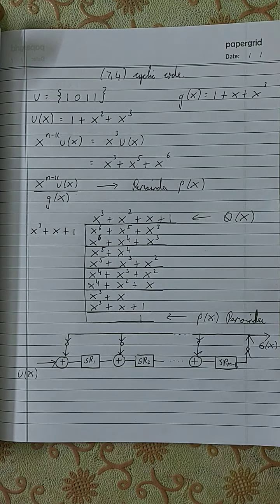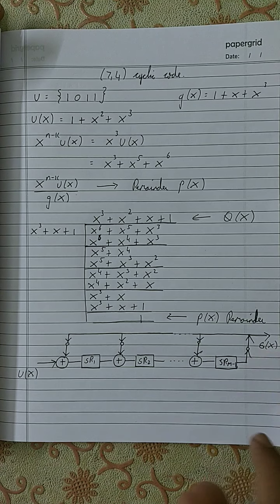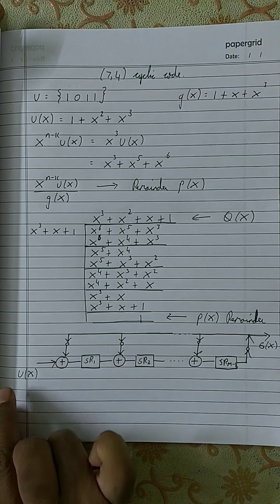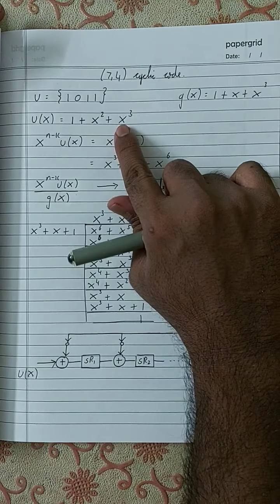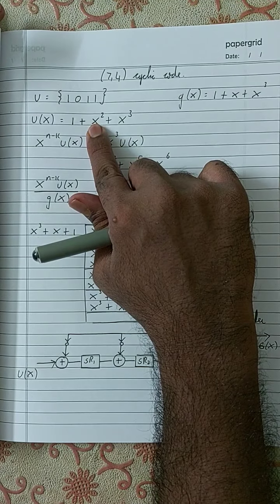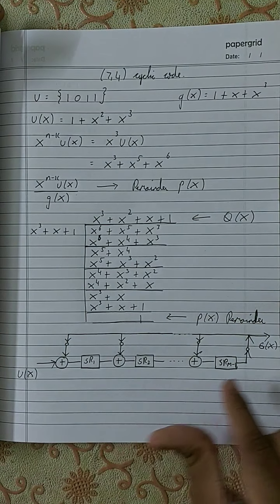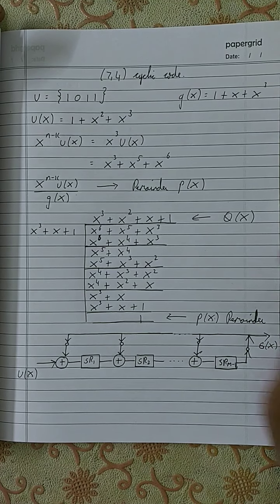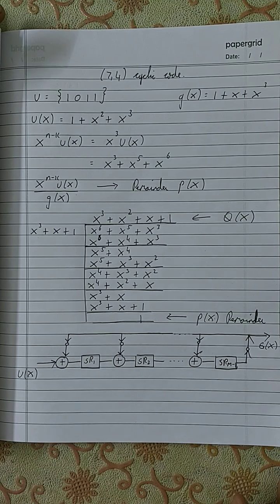What you need is the remainder. So first you apply the input u of x, and first you will get q of x. When every value of u of x has been transmitted, first this value, then this value, then this value, then at the same output you will get your p of x, your remainder. That is how the working of the circuit takes place.